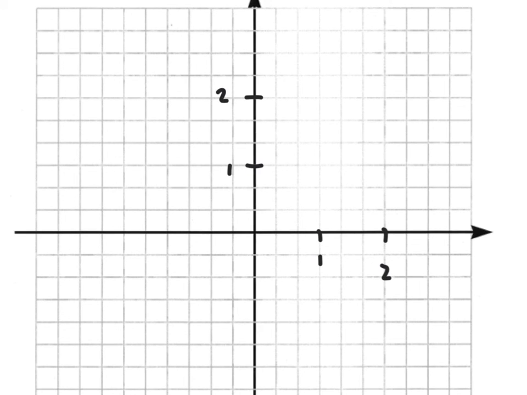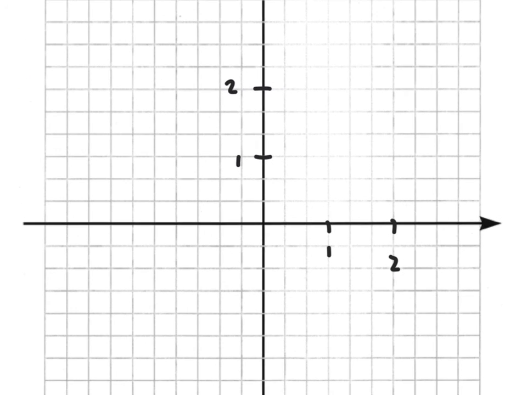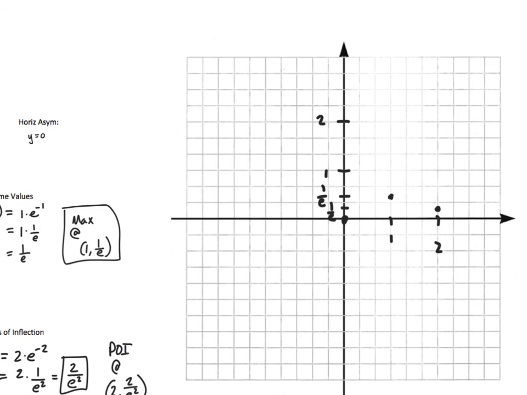But I remember that I have a maximum value at the point 1 over e. So let's go ahead, and that point's about 1 and then 0.37. So I'm going to plot that right about here. I'm going to call this 1 over e. And then 1 over e squared is a little bit smaller than that. That's going to be right about here. So I have that point here. And then I know that I also have the point 0, 0 on the graph. That's just my x and y intercept at the origin.